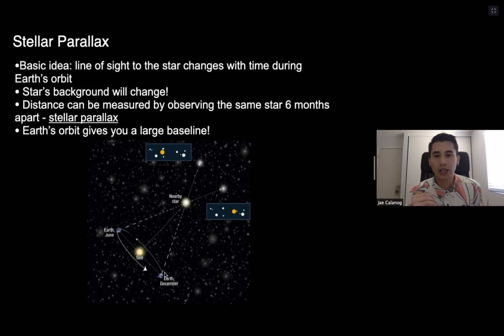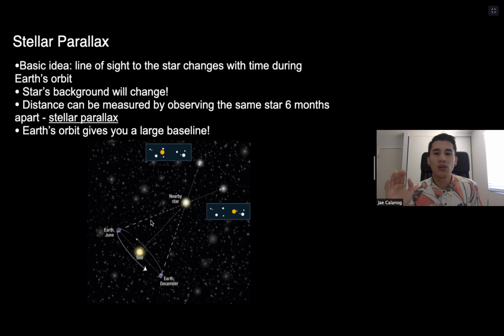And so if you look at this picture here, let's say that the Earth is right here in its orbit during the month of December, and if you were looking at a star nearby, maybe like a couple light years away, then if you observe this star with a telescope, then you might see this background behind the star. And so now if you wait 6 months later, now in June, then that means that the Earth is now on the opposite side of its orbit. It has traveled about 180 degrees from where it started.